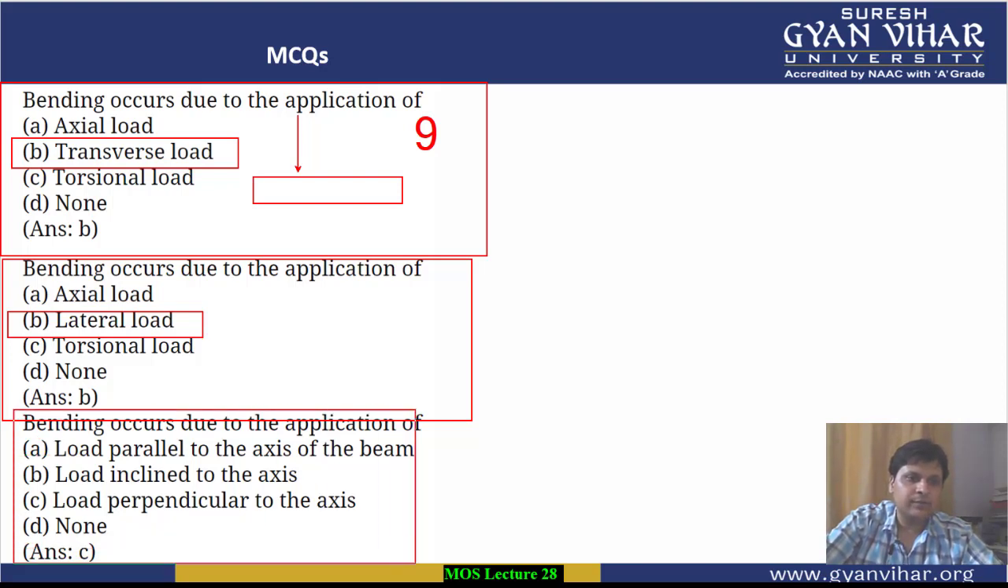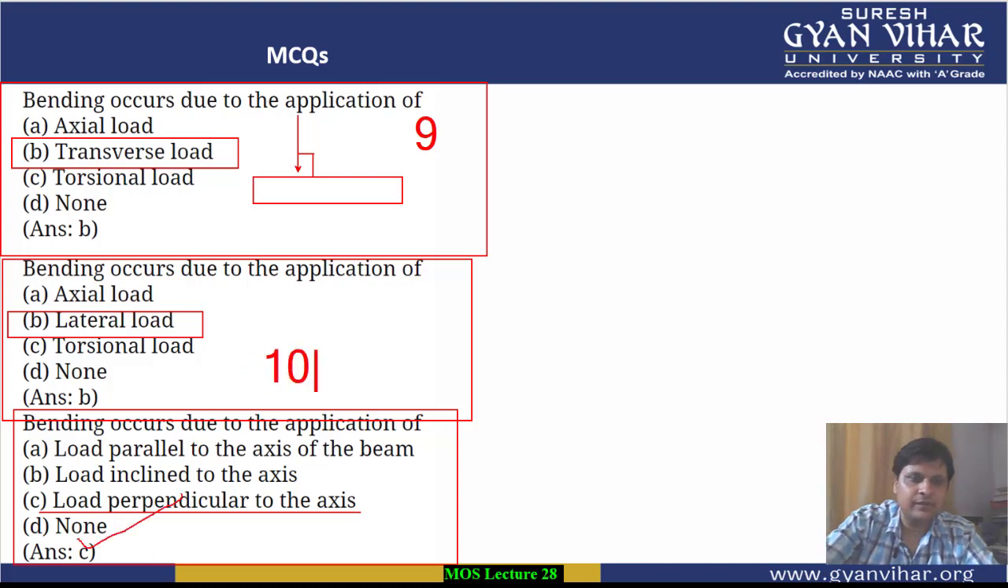Third question, bending occurs due to the application of, same question but in different language. Bending occurs due to the application of load perpendicular to the axis. This is the load which is perpendicular to the axis. So C is the correct answer. So all multiple choice questions we have done, students.